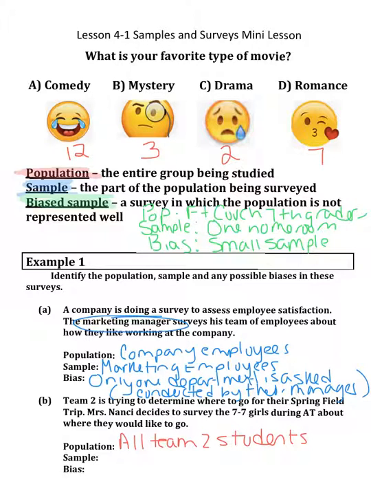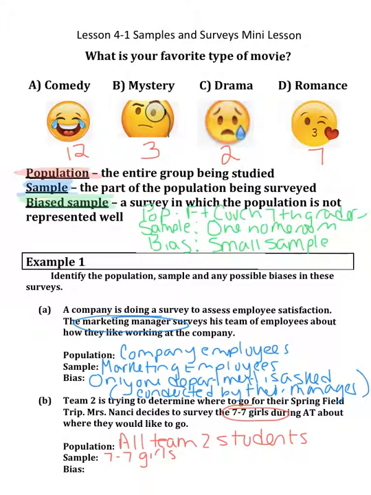Now remember, the sample is very specific. It's only who was asked. And in this case, that was the 7 girls that she had during AT one day. So 7 girls. So bias. So who are we excluding?